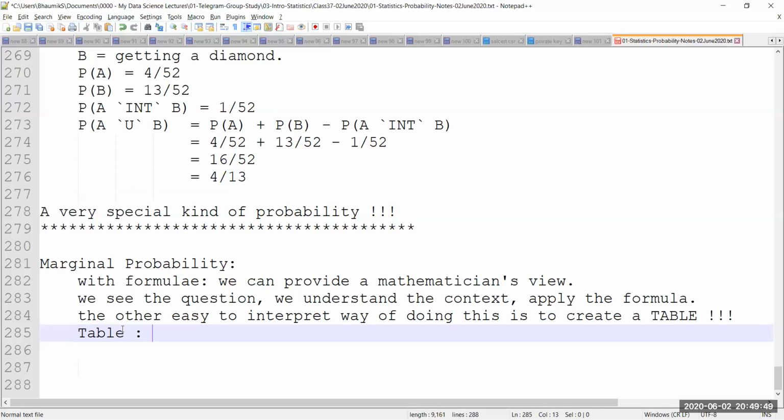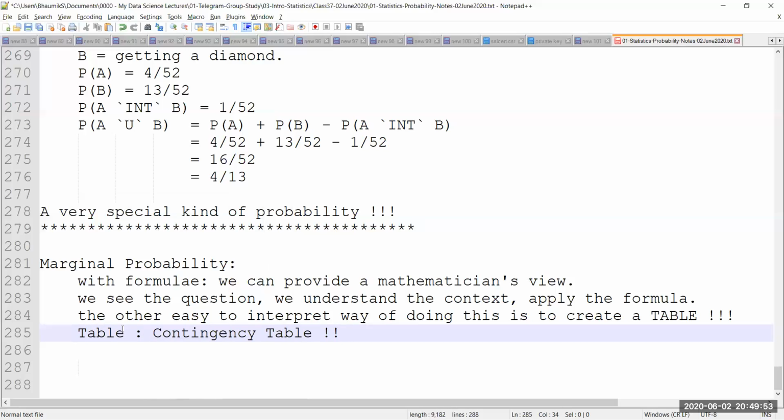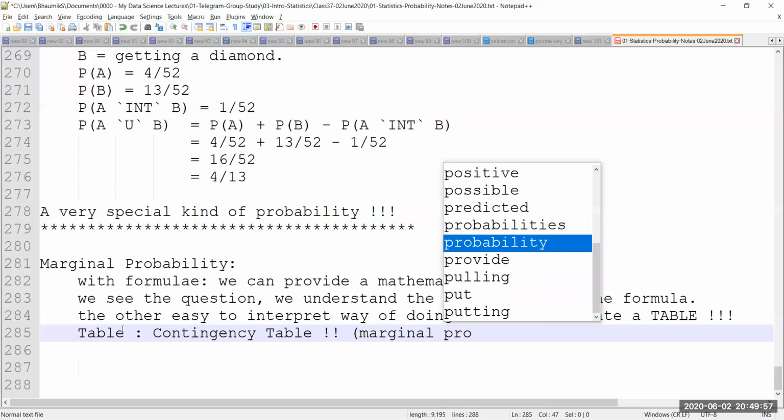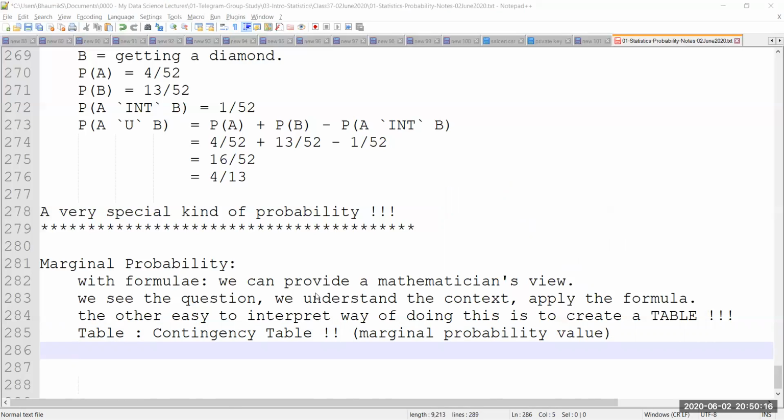table is otherwise known as a contingency table. Okay, this contingency table is represented by means of marginal probability values, which we are going to look at. Okay, don't worry. Now, if I'm able to create such a summarized table, then it becomes very easy for me to answer probabilistic questions as well. So that's the example that we are going to see. We are going to take an example, and then we can see how this marginal probability thing works.